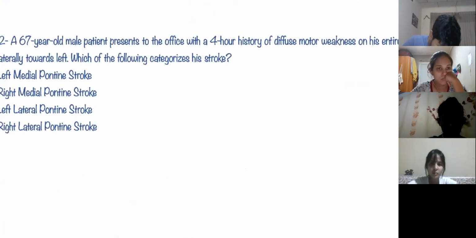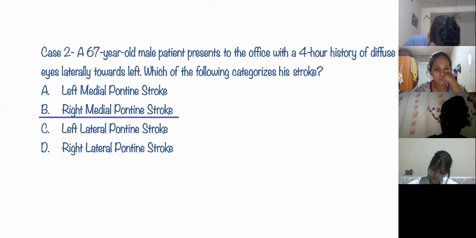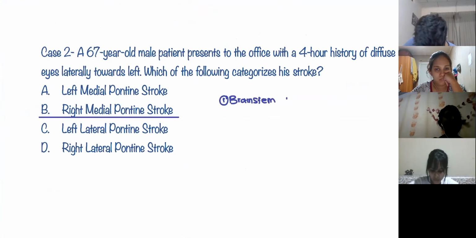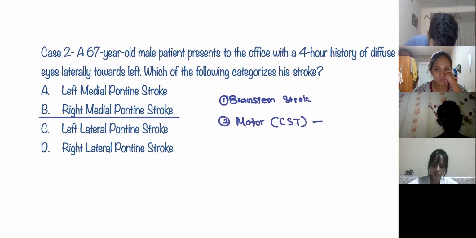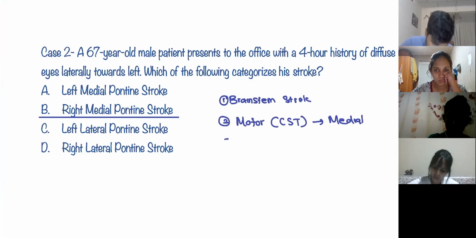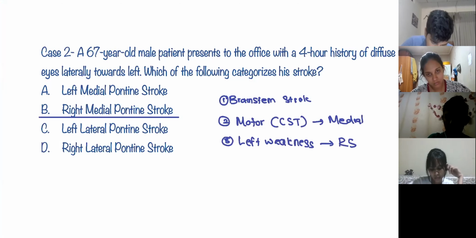so for the next one, let me just give you the answer. The answer is B. This is a brainstem stroke. Second one, it's a motor. Corticospinal tract is affected, so it's a midline stroke, a medial. And left weakness means it's a right-sided stroke.